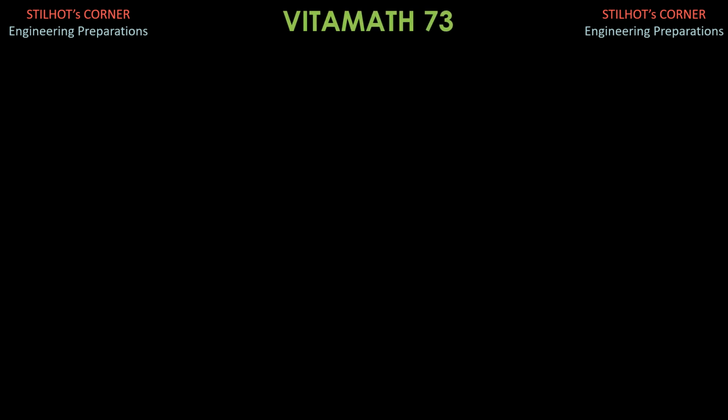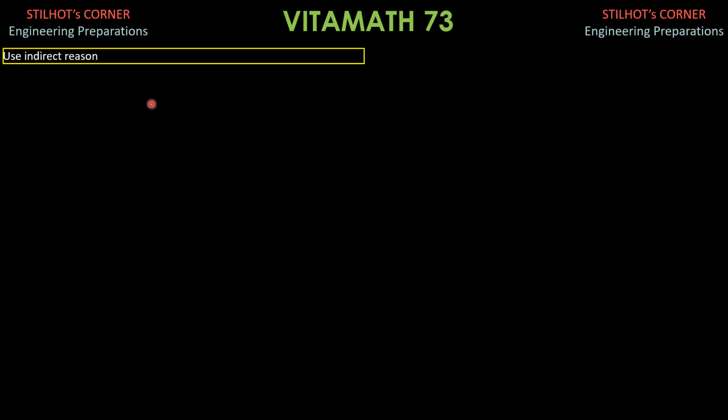Hello, future engineers. Here is another video in Vitamath. I hope that you will learn something from this video. If you want to anticipate the solution to the two exercises here, you may do so by pausing the video. So use indirect reasoning to prove that log of 7 to the base 3 is an irrational number.